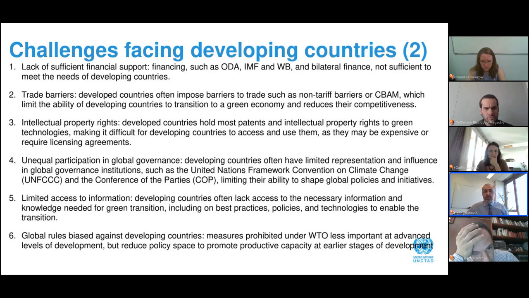And one is particularly important: lack of sufficient financial support. The international community is not providing the kinds of financing that is needed for green transition to developing countries. There are also trade barriers, non-tariff or CBAM, which we can discuss later. There are intellectual property rights, because most of the patents and intellectual property rights are in developed countries, so it's expensive for developing countries to actually acquire them. Unequal participation in global governance, limited access to information. And lastly, but probably the most important, global rules are biased against developing countries. Because measures prohibited under WTO are less important at advanced levels of development, but they do reduce policy space to promote productive capacity at earlier stages of development.